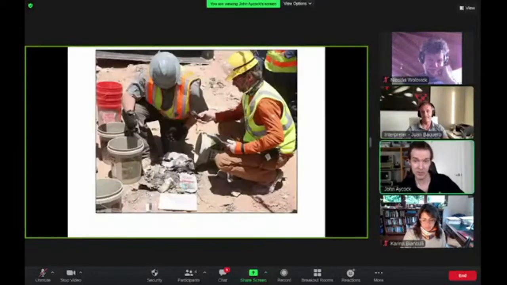And Andrew, seen here on the right, was one of the archaeologists on the dig site for that.